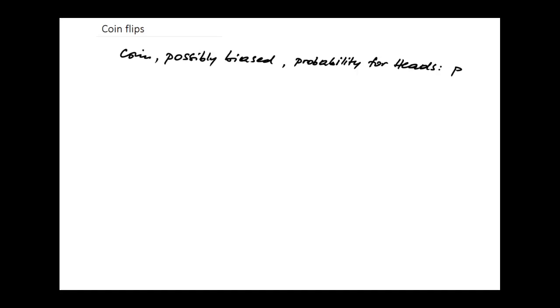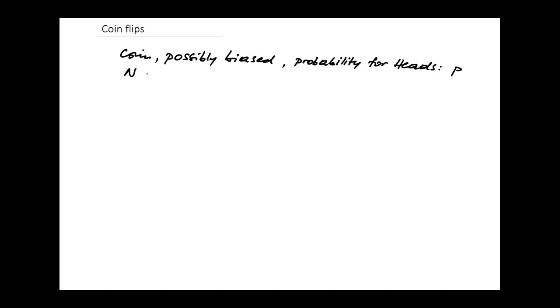So you have a coin, you flip a coin, and you have either heads or tails, and you do this many times. You do this n times. And the catch is that the coin might be biased. So it's not necessarily a fair coin. It's not probability 1/2, 1/2 for heads or tails, but it can be an arbitrary probability distribution. So you have a coin that's possibly biased, and the probability for heads is equal to p, and p is an arbitrary value.